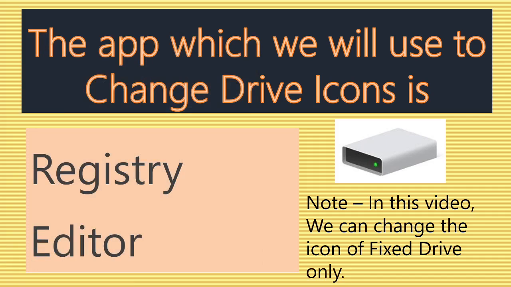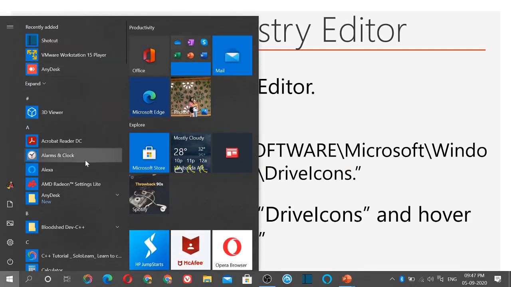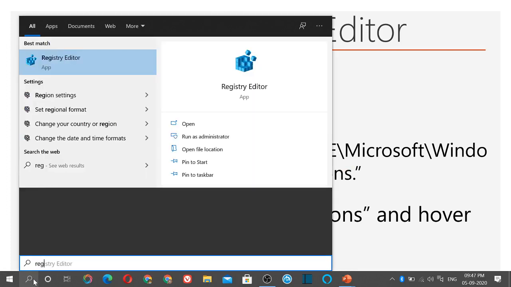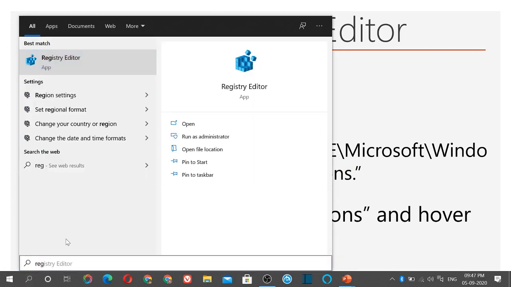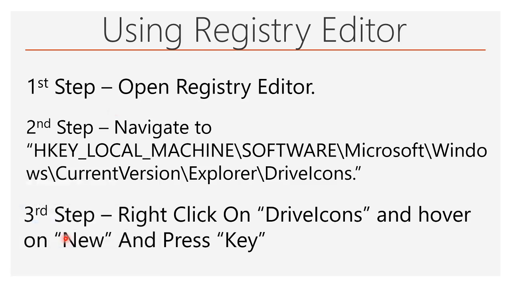In this video we can only change the drive icon. When this drive is there, this is the default drive icon. So I will show you the other type of drive icon. Here I will change it. So now we will open Registry Editor. We can search for Registry Editor and open it, otherwise we can press Windows R, type regedit here and press OK or Enter.